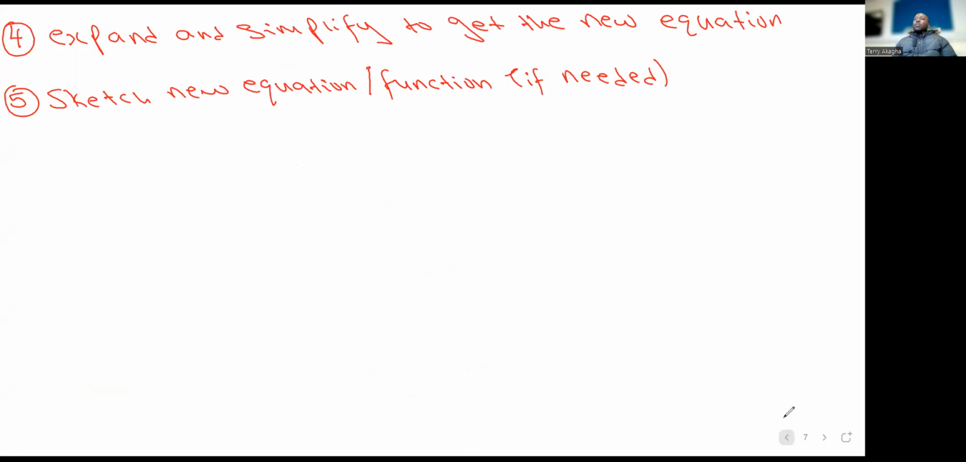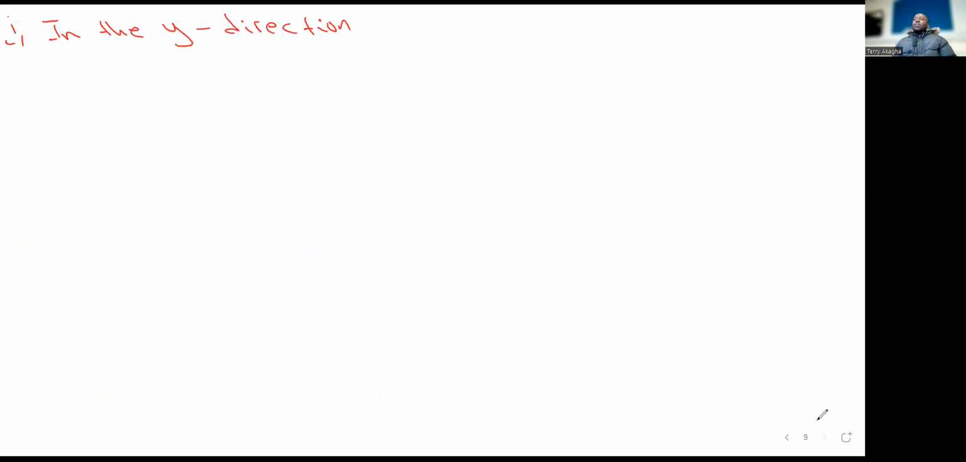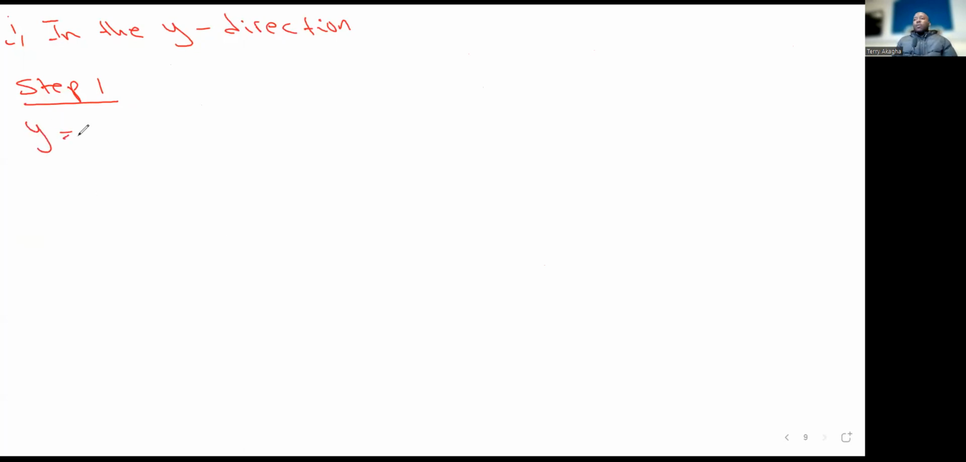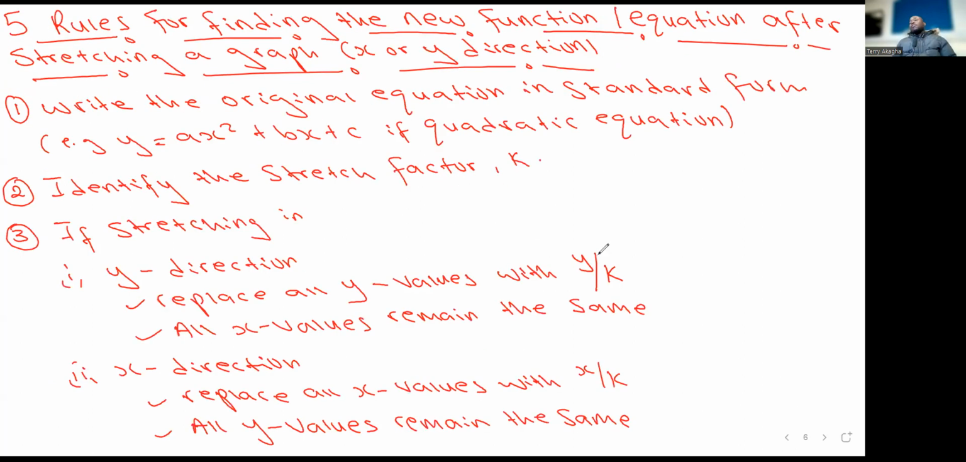Good. So let's go to the steps. Step 1 said that we have to write the original equation in standard form. The original equation we were given was y is equal to x squared plus 5. So that means we can write it as y is equal to x squared plus 0x plus 5. But because 0 is nothing, I'm going to just leave it as y is equal to x squared plus 5. Good. Standard form.